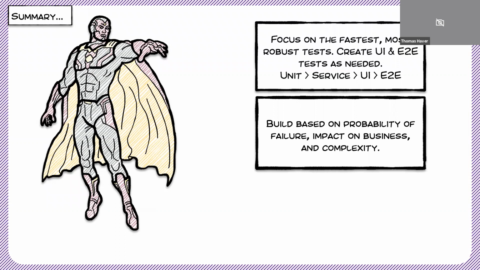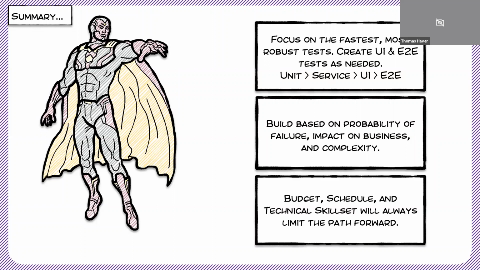You should build your automation based on the probability of failure, impact on business, and the complexity of those scenarios. You should always take into account the budget, schedule, and technical skill set. It limits your path forward. So never set the sort of fantastical solution, if you're given all the time and all the money in the world, because you're never going to achieve it. First, understand the bounds with which you're given and work within those to generate as much ROI as possible.